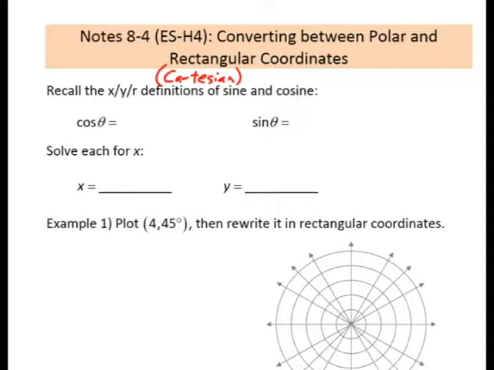Cosine of theta is defined as x over r. Sine of theta is defined as y over r. When we solve for x and y, we get a conversion formula.